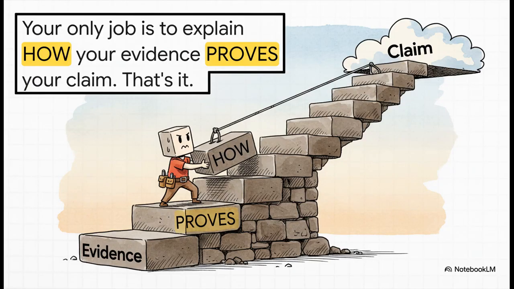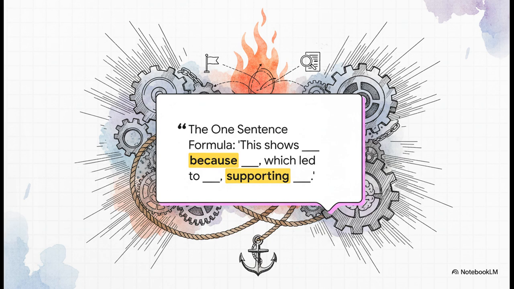First, forget about trying to sound smart or using fancy words. Your one and only job is to explain, step by step, how your piece of evidence proves your claim. If a sentence isn't doing that, it's just filler. Second, the one-sentence formula. This should be your go-to, your default setting. It automatically forces you to do all the heavy lifting that makes an argument great.